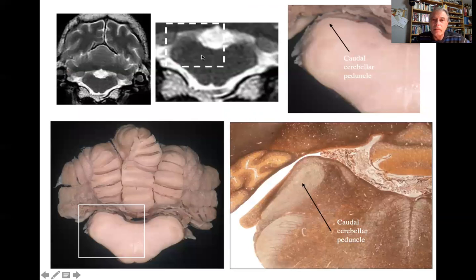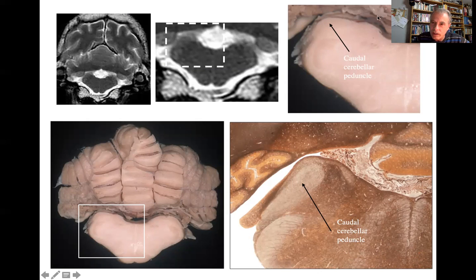Okay, we proceed in the medulla oblongata. This is the medulla oblongata on an MRI. This is the basio-occipital bone, right? The fourth ventricle here, the pyramids, right? And this is in a dissection where you see the spinal tract of the trigeminal nerve, right? On top we have the caudal cerebellar peduncle, right here. You see the caudal cerebellar peduncle and the spinal tract of the trigeminal nerve.